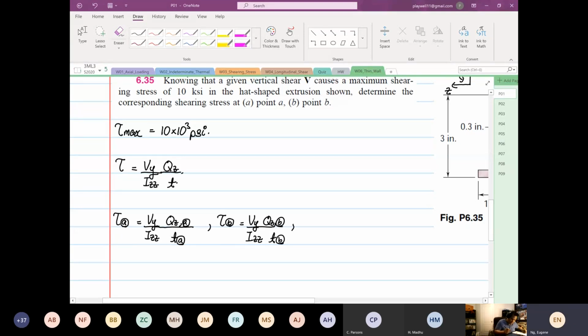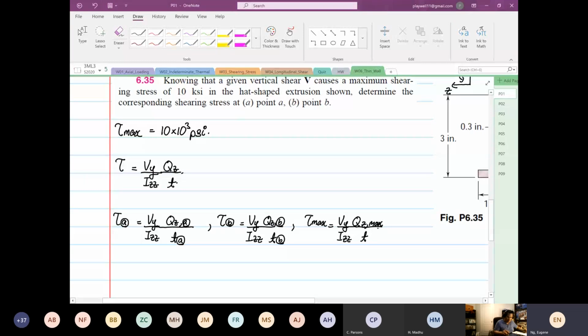And the last equation is tau max, equal to Vy over Izz, Qz max, divided by t.